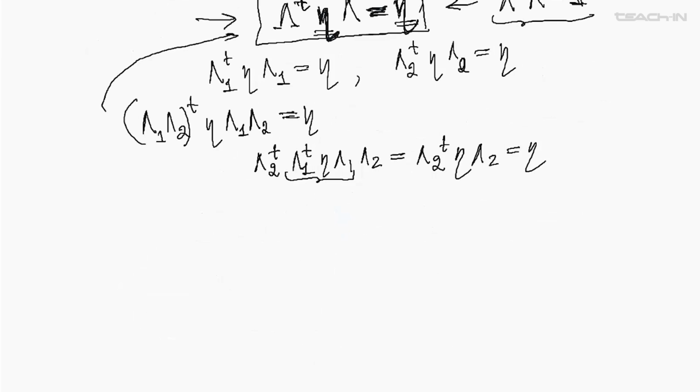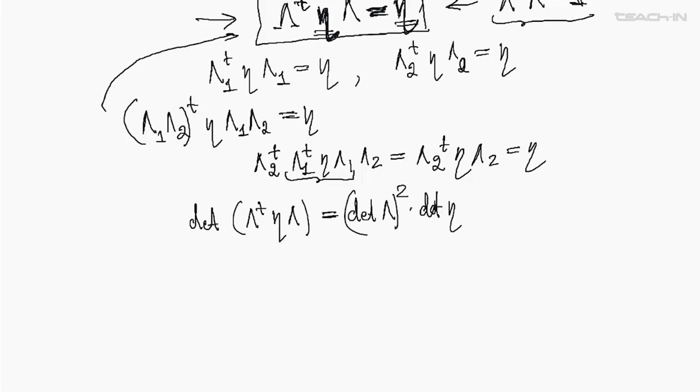And finally, we need to show that any lambda has an inverse, which is also a Lorentz transformation. And to this end, you may take and compute the determinant of both sides. So lambda transpose eta lambda will give you the determinant of lambda squared multiplied by the determinant of eta. It's a determinant of the product of three matrices.